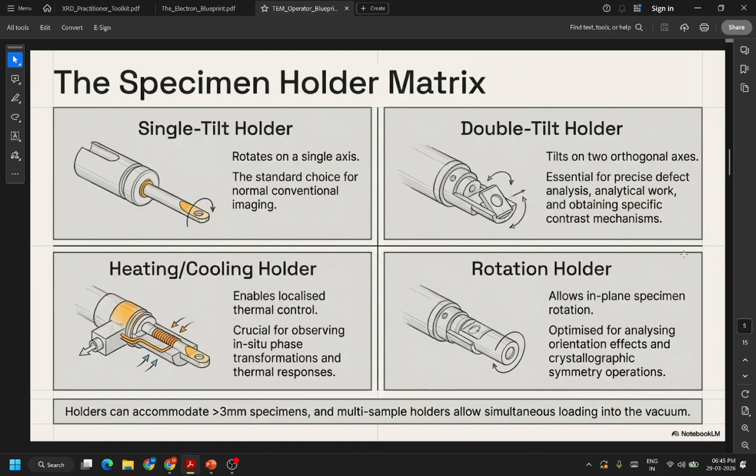Then you have the heating cooling holder, which can heat or cool your sample, so it can enable localized thermal control, and it is crucial if you want to observe in situ phase transformations and thermal responses. Then you can have a rotation holder, which allows in-plane specimen rotation, which is optimized for analyzing orientation effects and crystallographic symmetry operations.